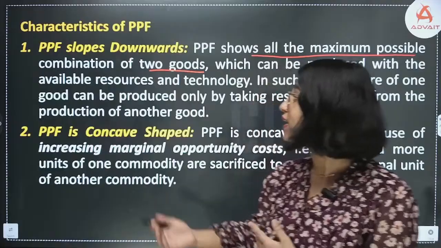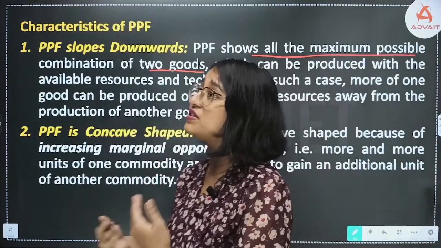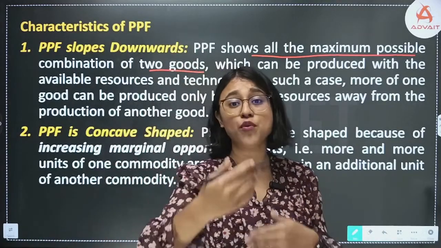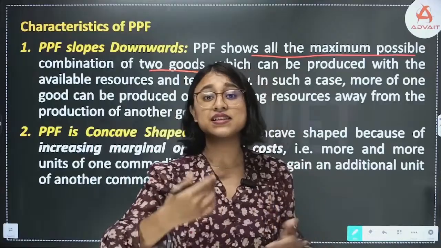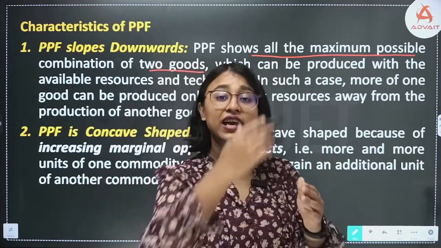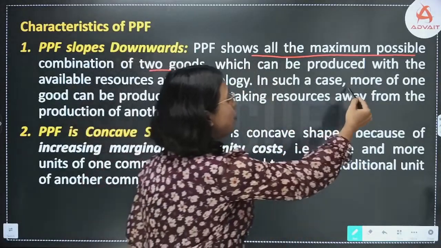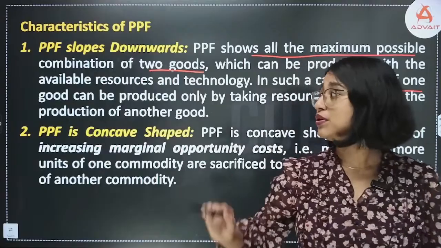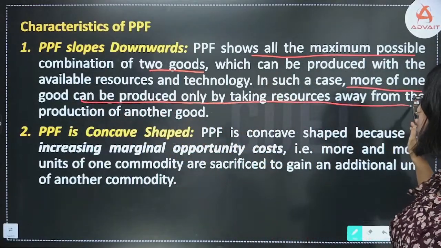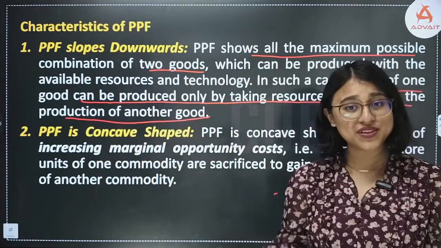That means there is an inverse thing going on. The more and more sacrifice, less and less gain, right? Less of the additional unit gain, and therefore PPF is a downward sloping curve. It means more of one commodity can be produced only by taking away resources from the production of another good. I hope this much is clear with you.